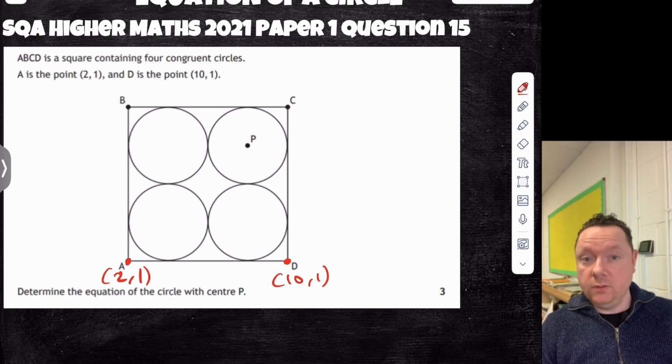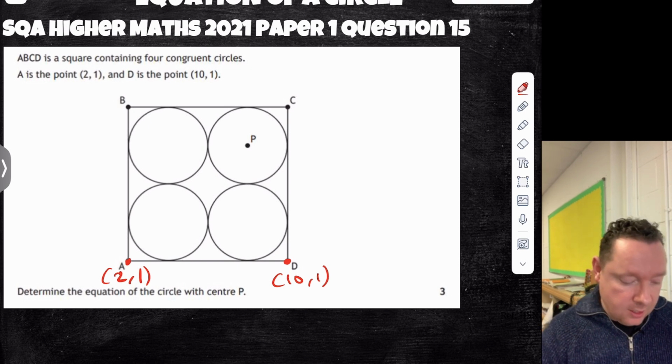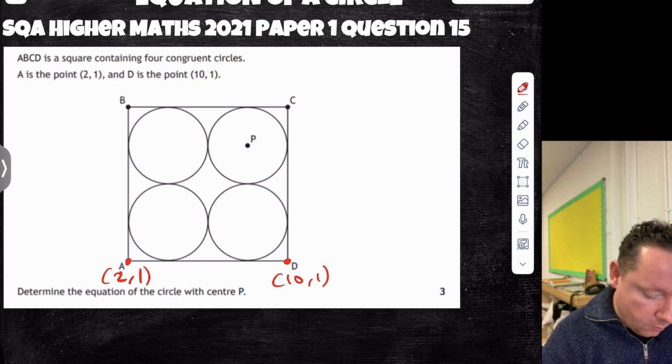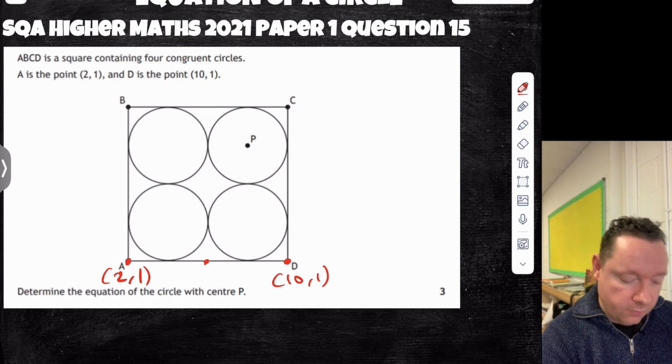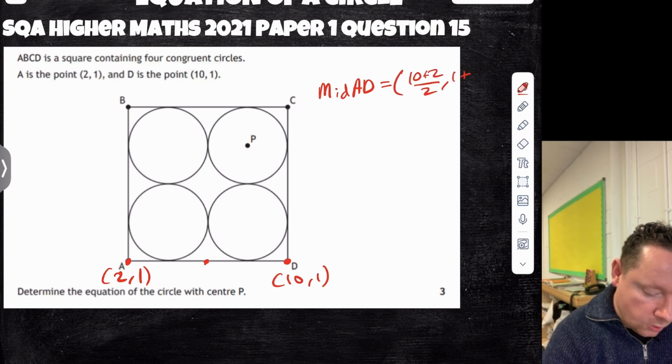Well, remember, for the equation of a circle, we need 2 things: the centre and the radius. So let's work on the centre first, shall we? As it's a square, I can work out half the way along here. So let's just write this down. We can find the middle of A and D, midpoint, 10 plus 2 divided by 2, and 1 plus 1 divided by 2. So that gives me 12 divided by 2 is 6, and 2 divided by 2 is 1. So we know this point here is (6, 1).